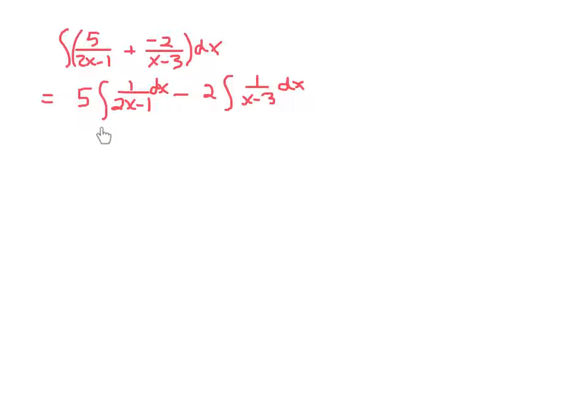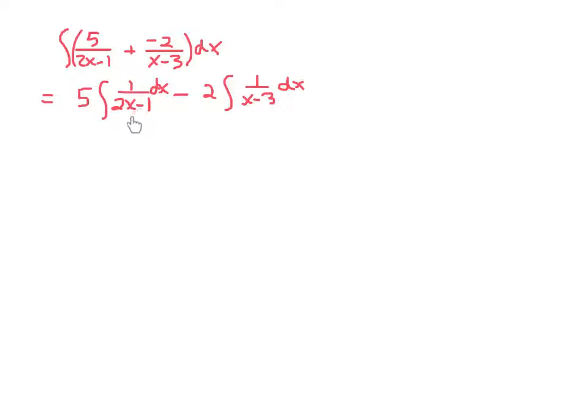Now, we can separate this into two integrals, in which I'll take the constant 5 out front and have 5 times the integral of 1 over 2x minus 1 dx, minus, take out the 2, minus 2 times the integral of 1 over x minus 3 dx.